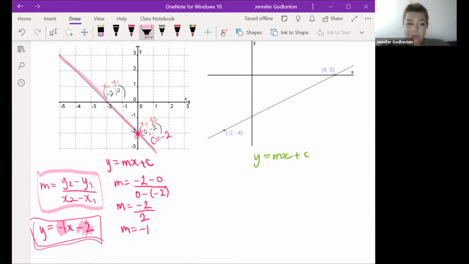Now that we've gone through that, you should be able to try the green one. Robbie, stop talking about your math death and focus on the green graph. When you're working with your green one, remember your first step is just to find your gradient. That's the first thing. Just find your gradient.